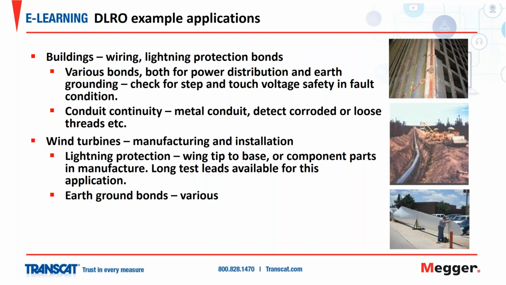Certainly we see this in buildings. You've got wiring, lightning protection bonds. And then wind turbines. This is one of the major applications for the DLRO2 that we'll talk about a little later. During manufacturing and installation, these things have lightning protection on them, from the wingtip to the base, or even component parts in manufacturing. And we do have long test leads available for this application, which we'll talk about shortly.